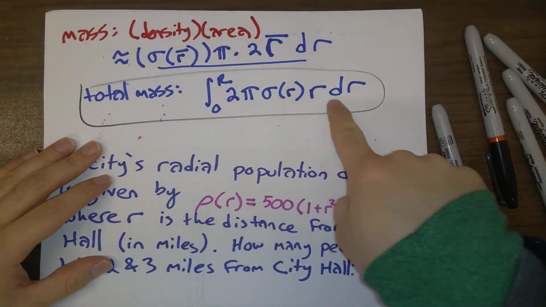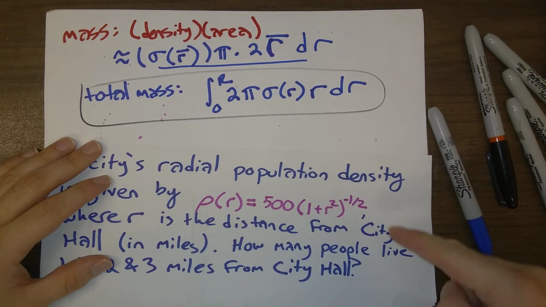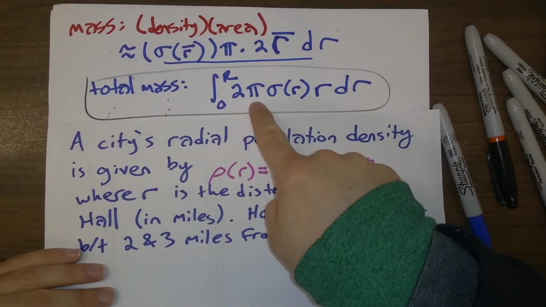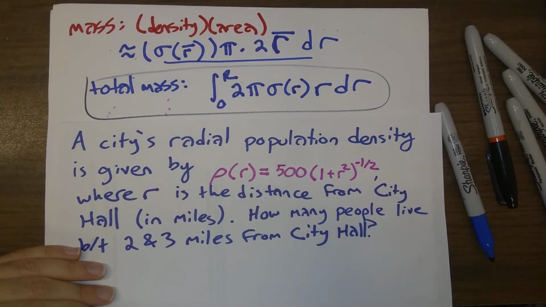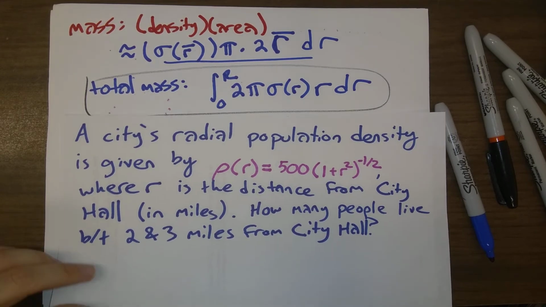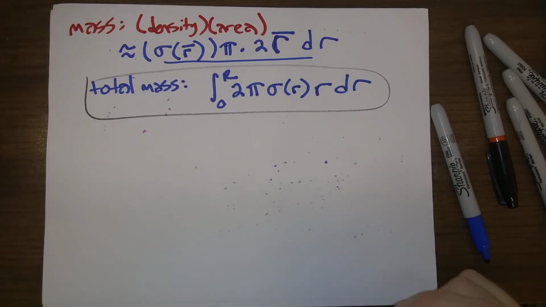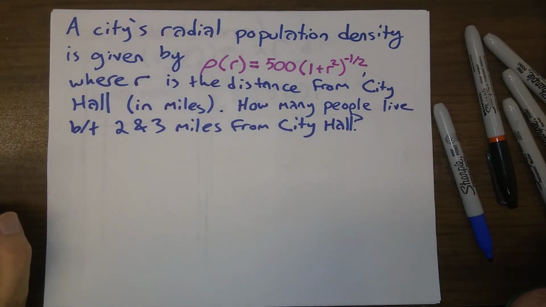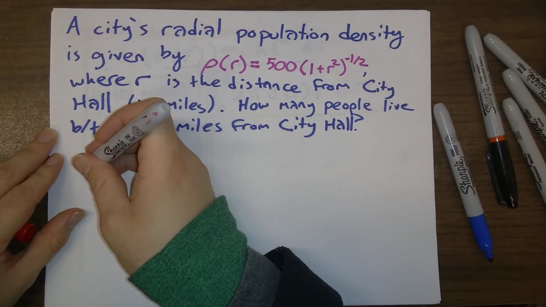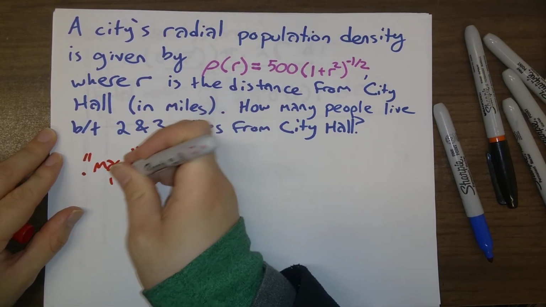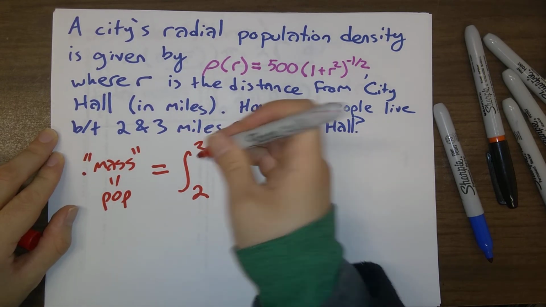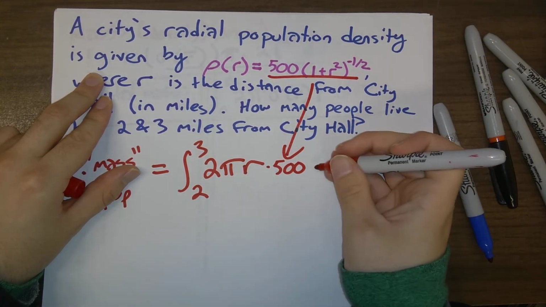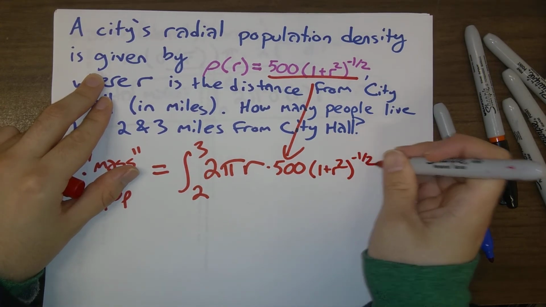So we're going to use the same setup here, except that instead of integrating between 0 and R, we're going to integrate from 2 to 3, because that is how far out that we need to go. But everything else, 2 pi times the density times r, is going to go through in exactly the same way. So let me just do the work on this piece of paper. So how many people, so instead of counting people, it's like counting the mass here. So the mass, the population, is the integral from 2 to 3 of 2 pi times r times the density, 500 times (1 plus r squared) to the minus 1/2 dr.